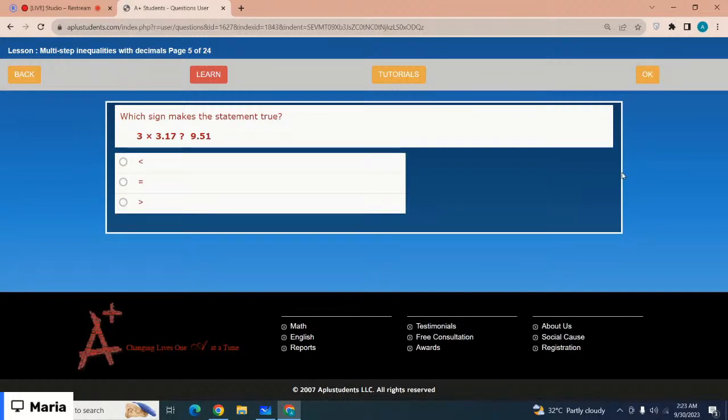Okay. 3 times 3.17 and 9.51. So which is the correct option? Less, greater, or equal? They both are exactly equal. Very good. Yes, they both are exactly equal.